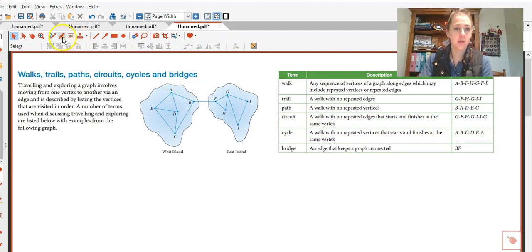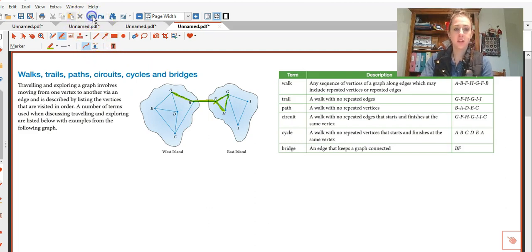So we've gone A, B, F, where are we next? H, G, F, B. As you can see, we've not only crossed over edges, but vertices as well. And that's totally fine. So that's a walk.